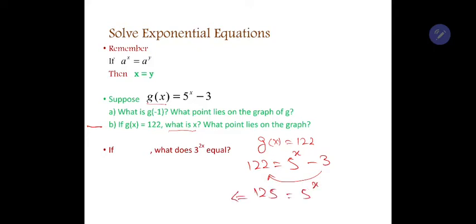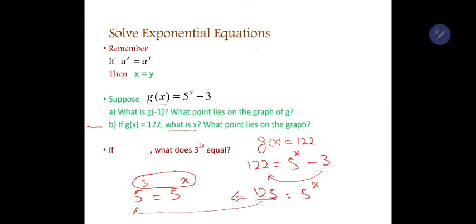Now, you know that 125 can be written as 5 to the power 3 equals 5 to the power x. The reason I wrote 125 as 5 to the power 3 is that I wanted to have the same bases, so that I can establish that when the bases are the same, the powers are the same. So x is equal to 3.